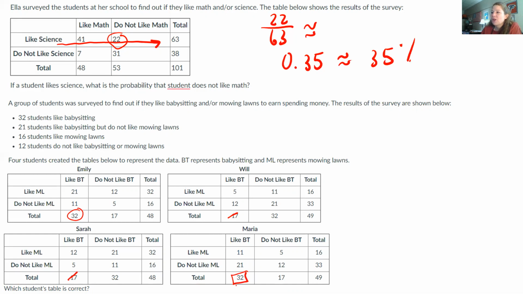All right, so both of these are contestants, right? Emily and Maria both know where 32 goes because these are the students who like babysitting. 21 students that like babysitting do not like mowing lawns. 21, well, it looks like Maria's got it. 21 of these 32 do not like mowing lawns. 16 students like mowing lawns, so that would be right there. There's their 16. And 12 do not like to do either. And so Maria has it. She is the one who came up with the correct two-way table.